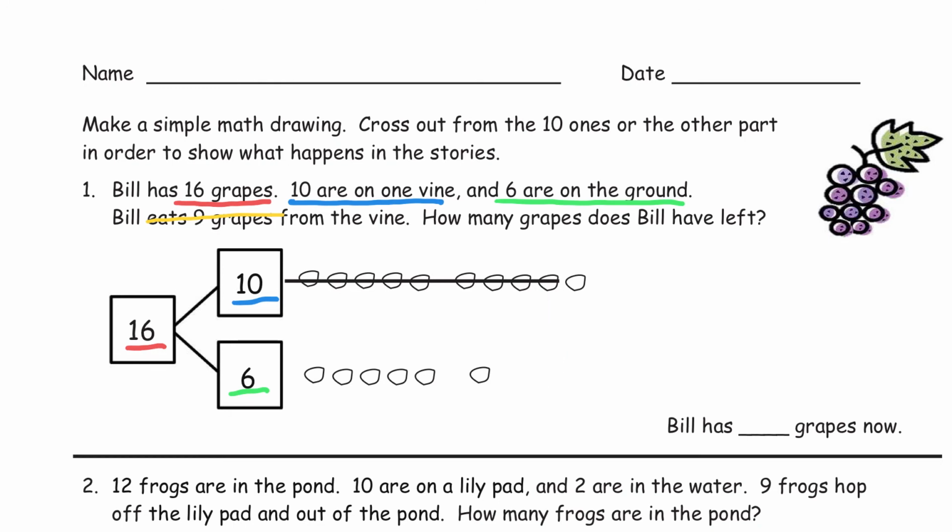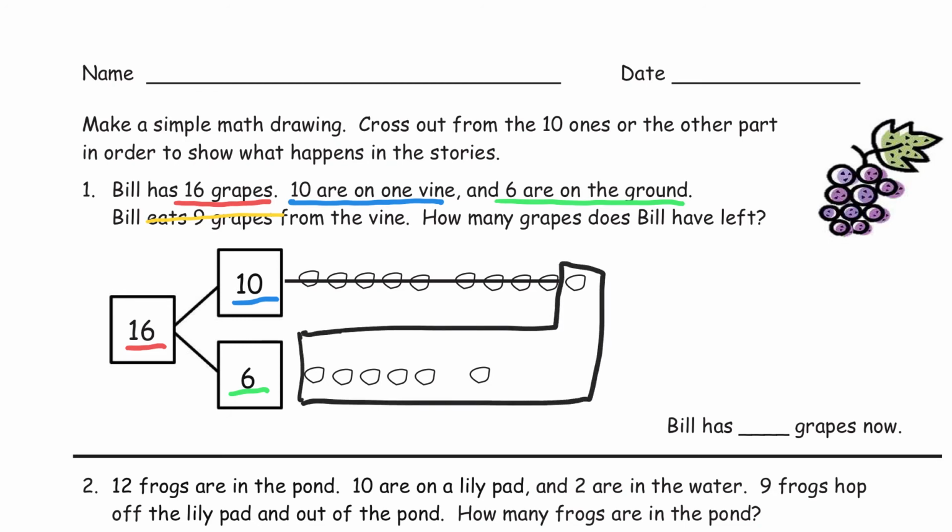And then we need to group what we have left. So let's do that. Do this on your paper too. So we've grouped what we have left. So we know we have 6 and 1 more. That's what we had left up here. 6 and 1 is 7. So let's plug that in here. Bill has 7 grapes now.